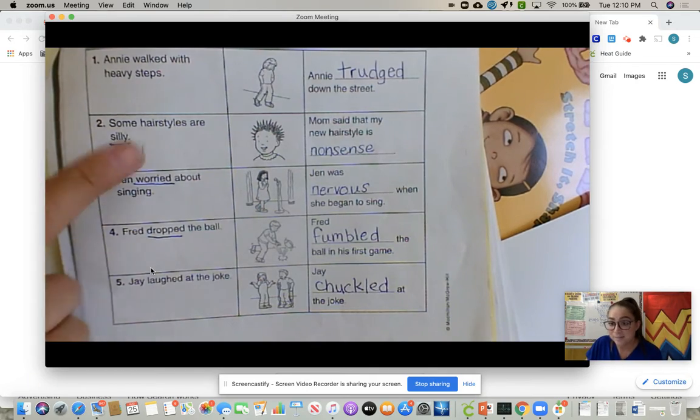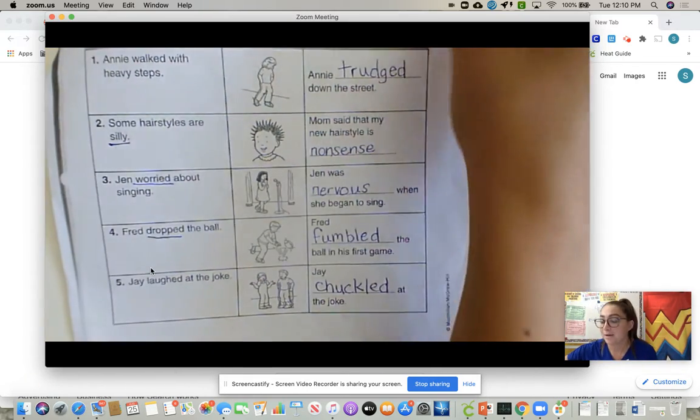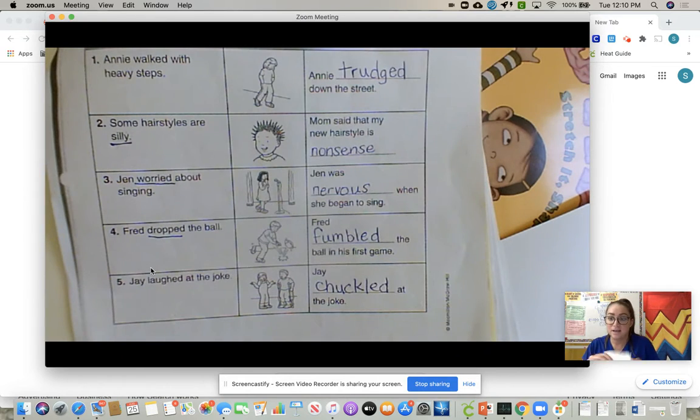Next, in this packet, I already tore it out, but behind this page, there are vocabulary words. I had them cut them out, and we don't want to cut them real small. Some people made a beautiful oops of cutting it just directly around it, but they need to write on the back. So we have fumbled, chuckled, trudged, nervous, and nonsense. There was downstairs, and I got rid of that. I just want to focus on these words, so you could throw away downstairs.